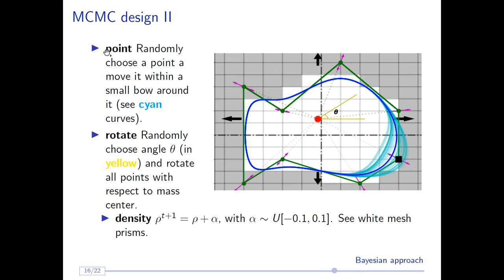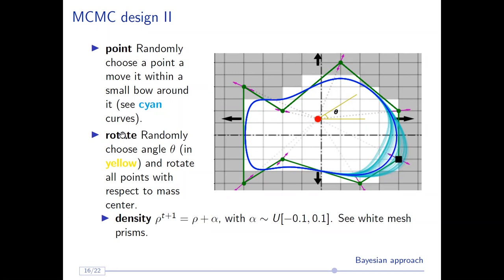The next move is choosing randomly a single point in the control polygon. For instance, we take this point indicated with a black square. Once we move this point randomly, we produce different shapes that are drawn in cyan color. One point here is in regard to the numerical stability of the method. If we move just one single control point, the resulting B-spline will be affected only in a small neighborhood of the control point that we are moving, as we see here.